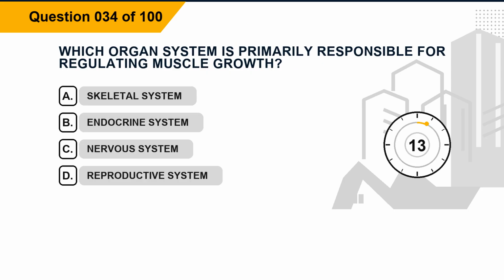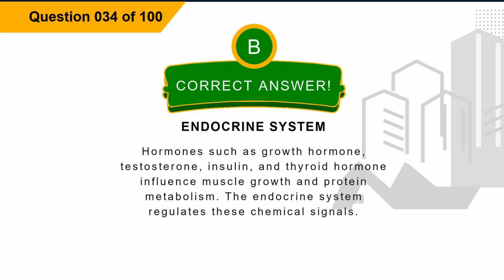Question 34. Which organ system is primarily responsible for regulating muscle growth? Option A, skeletal system. Option B, endocrine system. Option C, nervous system. Option D, reproductive system. The correct answer is option B, endocrine system. Explanation: hormones such as growth hormone, testosterone, insulin, and thyroid hormone influence muscle growth and protein metabolism. The endocrine system regulates these chemical signals.